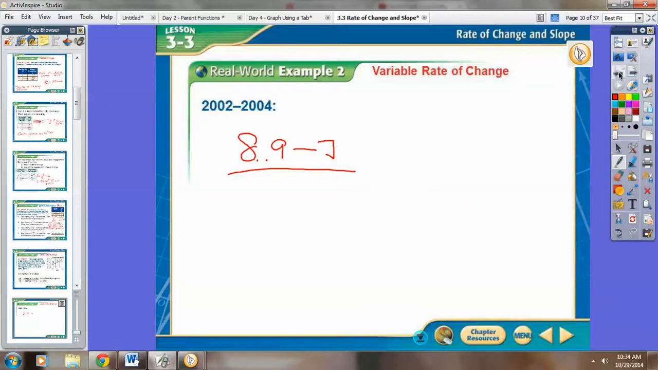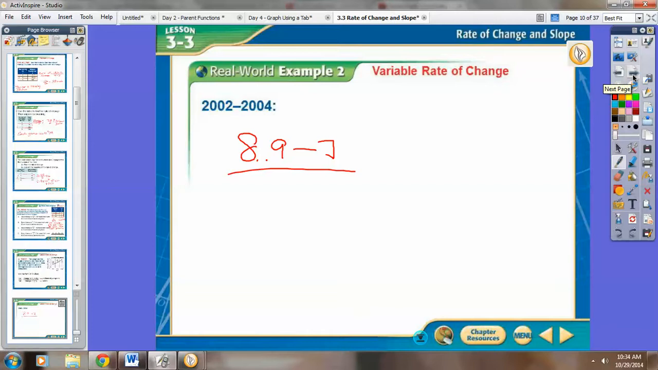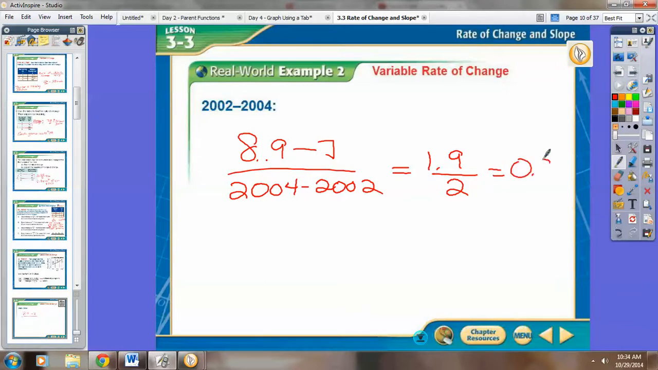Divided by, or change in our x's, what is the x value? 2004 minus 2002. So 8.9 minus 7 is 1.9 divided by 2. 1.9 divided by 2? 0.95. What did we just find?